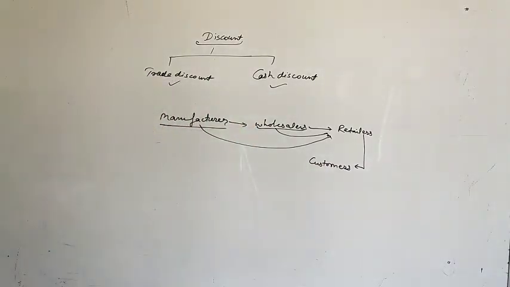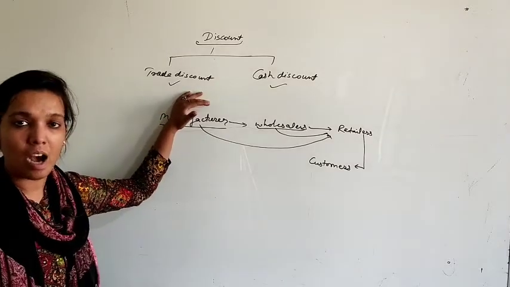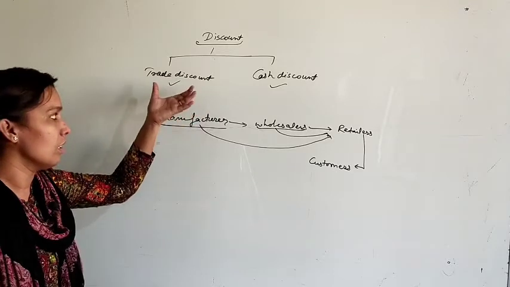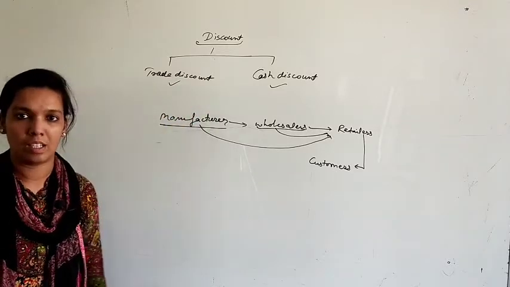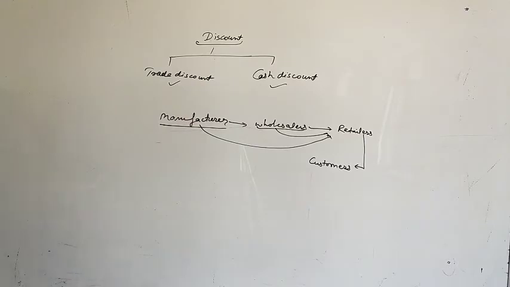The next basis of distinction is when it is allowed. Trade discount is allowed when goods are purchased in a specified quantity. It means trade discount is based on quantity: the more goods you purchase from a business, the higher discount you will get. But cash discount is allowed when payment is made on or before a specified date.